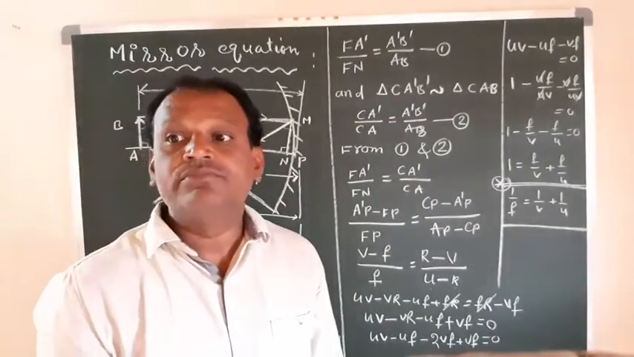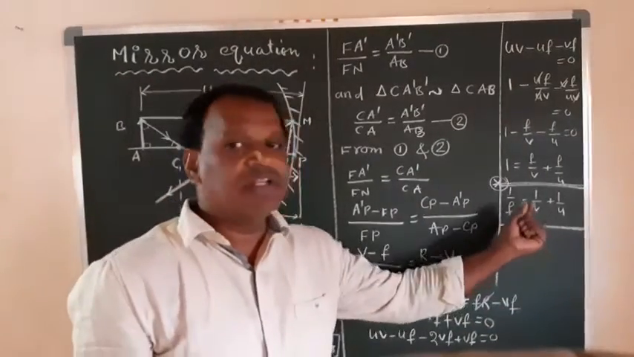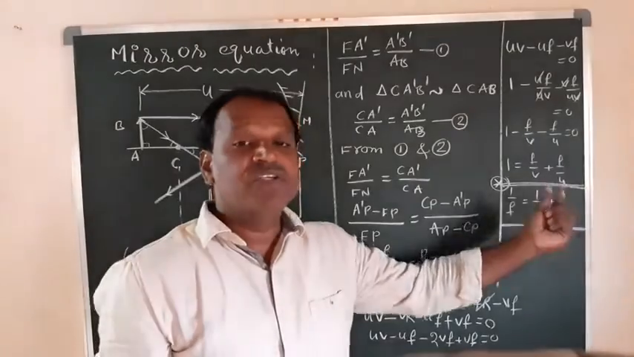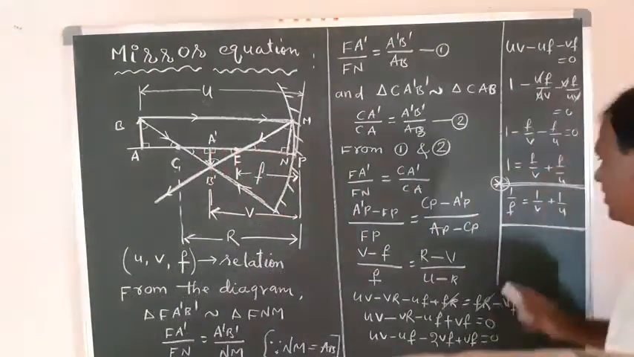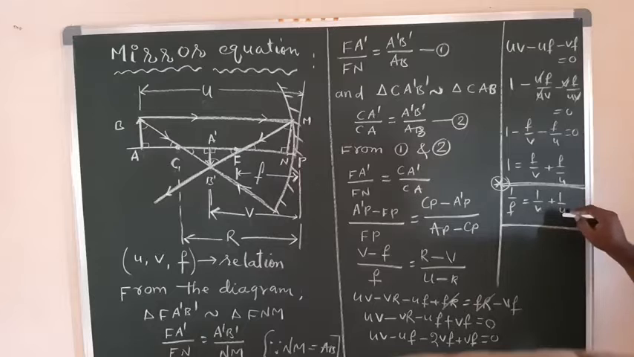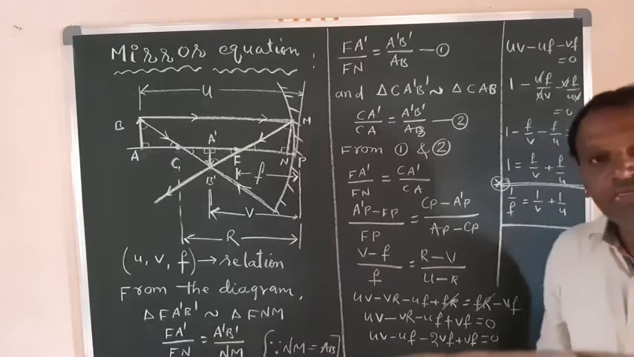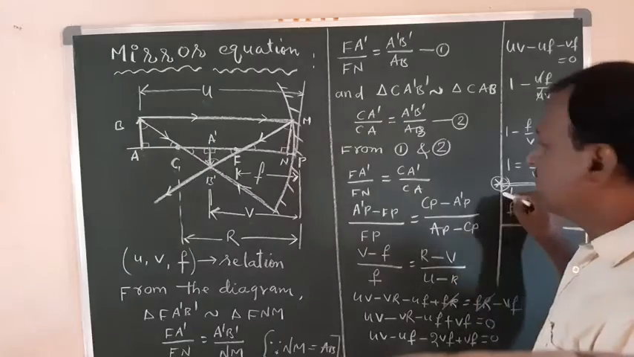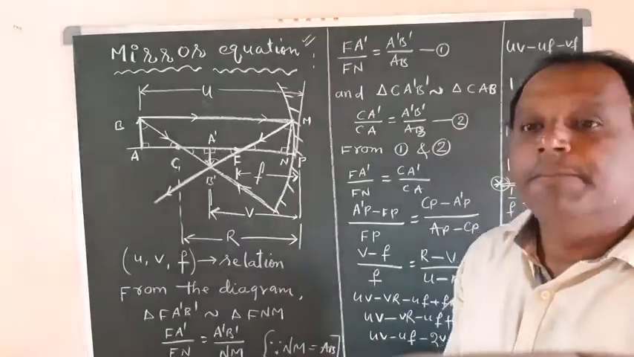It is the equation that the reciprocal of focal length is equal to the sum of the reciprocals of object distance and image distance. So here 1 by V is the reciprocal of image distance, plus 1 by U, the reciprocal of object distance. The sum of these two is equal to the reciprocal of focal length, right? So this equation is called the mirror equation.